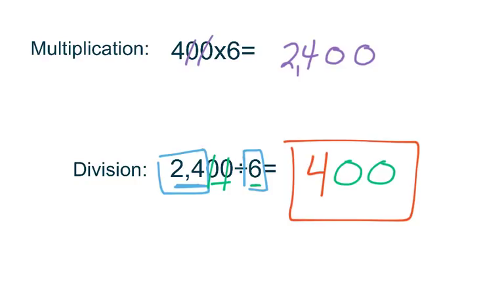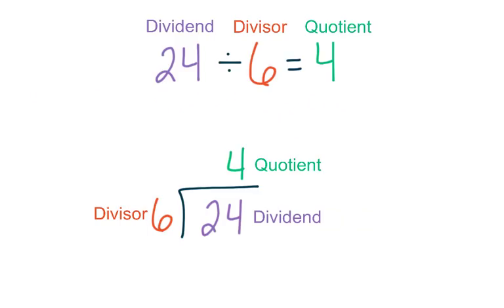Now I want to talk a little bit about our division and what each of these numbers is. So let's take a look. Here are 2 different ways that we can write our division problems. Our first way, we have our dividend. That's our larger number. That's the number we're going to break into our groups. Then we have our divisor. That's how many groups we're going to break it into. So we're breaking 24 into 6 groups, and our quotient is going to be how many are in each group.